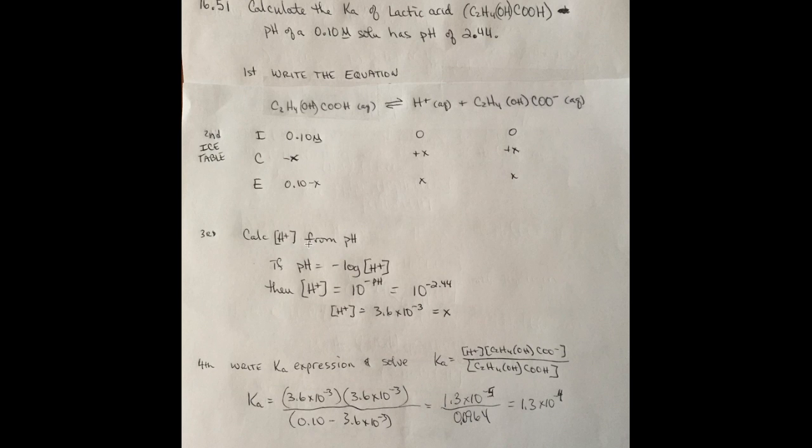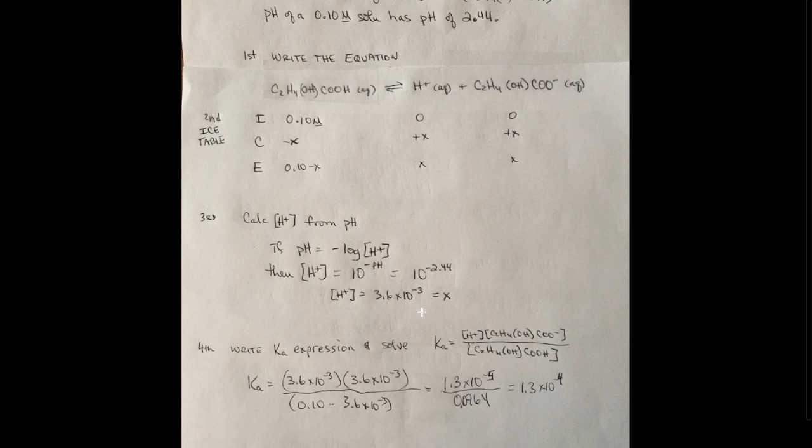Then we're going to calculate H plus from the pH. We know the pH is the negative log of H plus concentration, so we can rearrange that to where the H plus concentration is 10 to the negative pH power. In this case, 10 to the minus 2.44, which turns out to be 3.6 times 10 to the minus 3. And we call that x because H plus is x. So if H plus is 3.6 times 10 to the minus 3, then this ion here is also x, 3.6 times 10 to the minus 3.